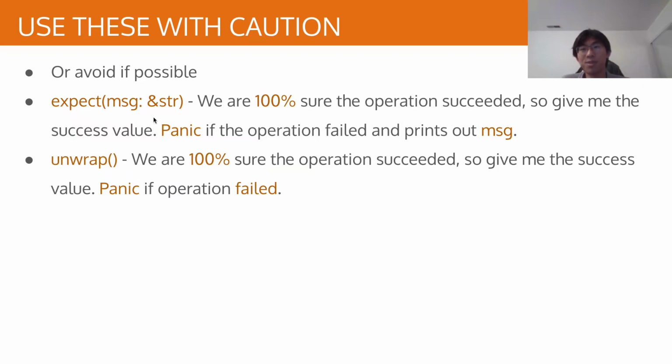So this pretty much throws the whole idea of handling the None case out the window, and we're just saying we are 100% sure that it was successful. Similarly, unwrap does the same thing as expect, except it doesn't print out a message, it just panics. Because these throw away the benefits you get from using Option and Result, we should try to avoid these if possible in our code.